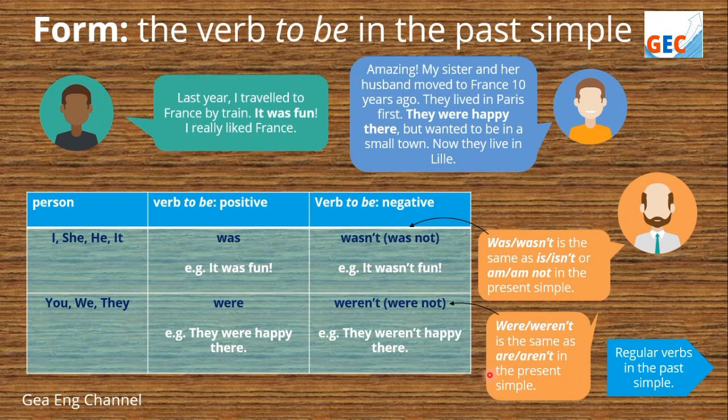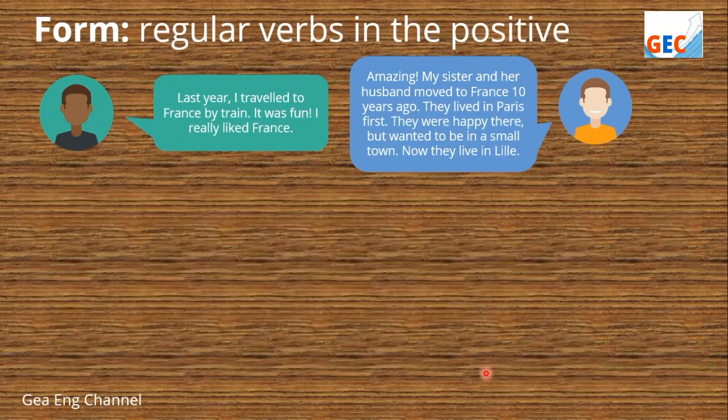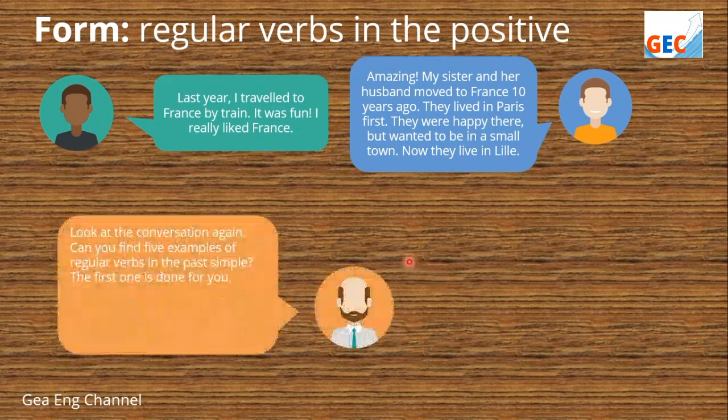Now let's go to regular verbs in the past. Look at the conversation again, and can you find examples of regular verbs in the past simple? The first one has been done for you. Traveled, liked, moved, lived, and wanted.